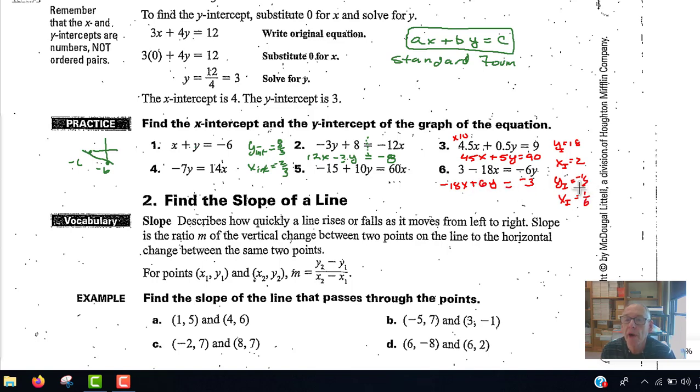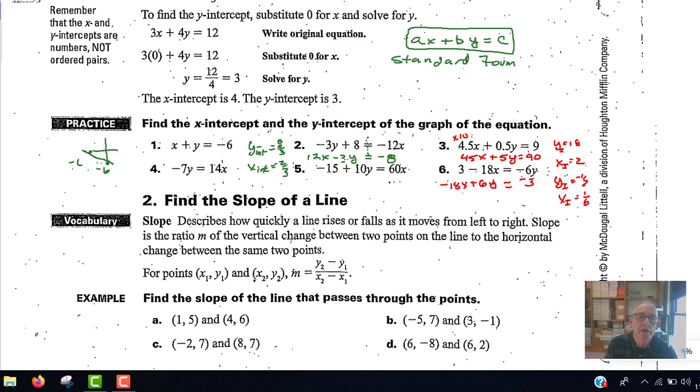So this line is going to go through the y-axis at negative 1/2, and it's going to go through the x-axis at 1/6, and we could plot those points and then sketch the line that goes through those 2 points. So it's super easy to do a graph from the intercept method, or from the standard form. What you might have to do, though, is move things around a little bit to get it in standard form to begin with. Okay, and this is going to be super important as you get into Algebra 2 and into higher math classes.